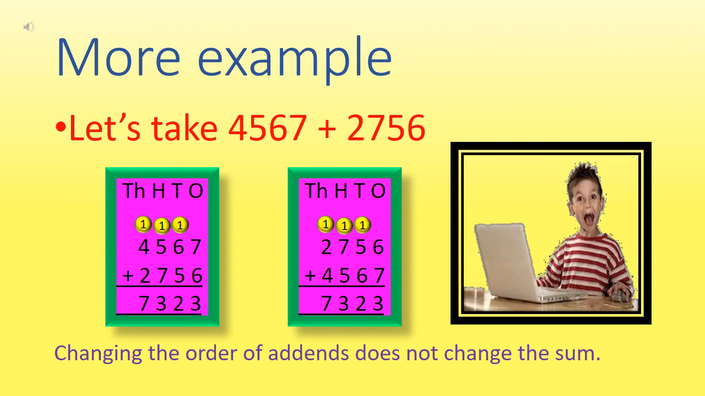Now let's take another example where numbers are given 4567 plus 2756. First of all, we will add them in the same order, where we will write 4567 first and then we will write 2756. So we get 7 and 6 in ones column. So 7 plus 6 becomes 13. So we will write 3 in ones column and we will carry 1 to the tens column.